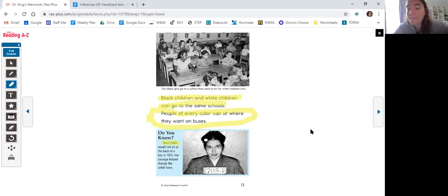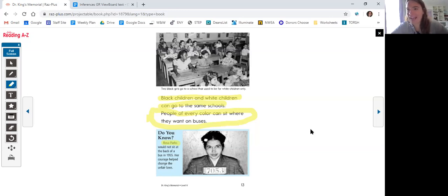So we're going to read the bottom blue box together because I want us to use some more schema and remember what we read about yesterday. So let's start with the words do you know. Get ready. Put your finger underneath the first word do. We're reading this box together. I want your voices on. On two. 1, 2. Do you know Rosa Parks would not sit at the back of a bus in 1955? Her courage helped change the unfair laws.